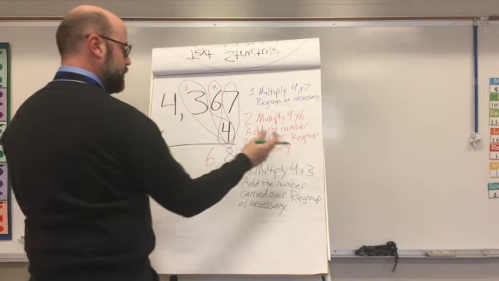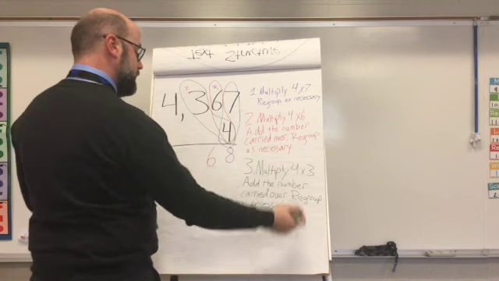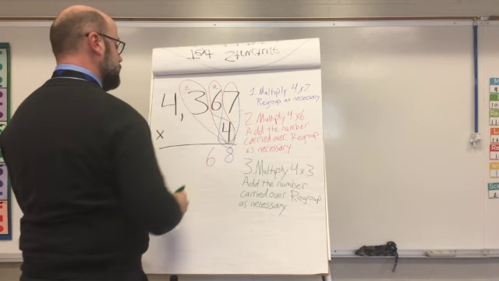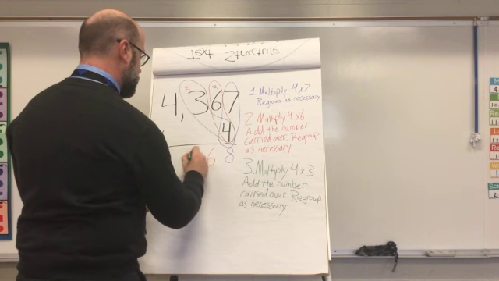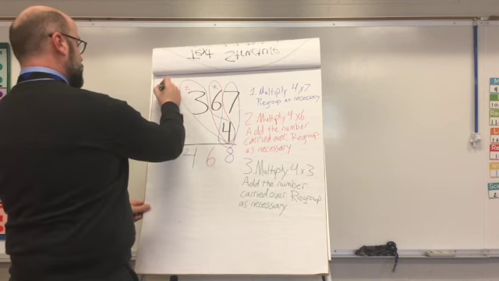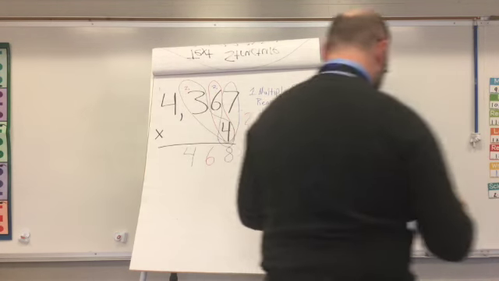Okay, multiply 4 times 3. 4 times 3 is 12. Add the number carried over, that's 2. 4 times 3 is 12, plus 2 is 14. Regroup, carry the number over.